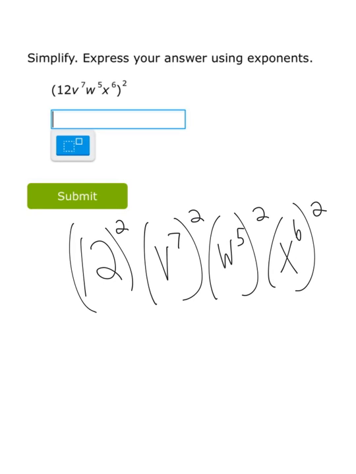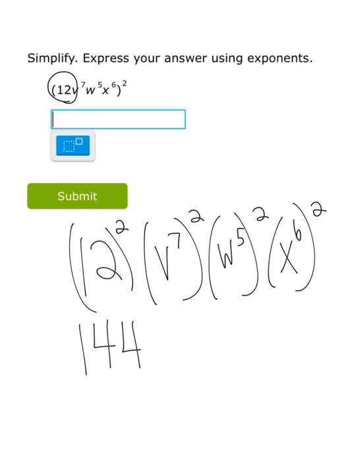So the biggest mistake I see is that a lot of times people forget to raise the coefficient to the second power. So don't forget about this very first number, that very first factor there. You have to raise everything in the parentheses to that second power. So 12 squared again is 144. Then I just need to multiply my exponents to get my variables.